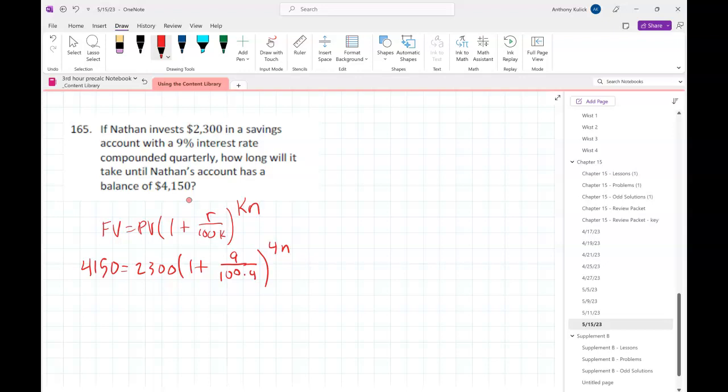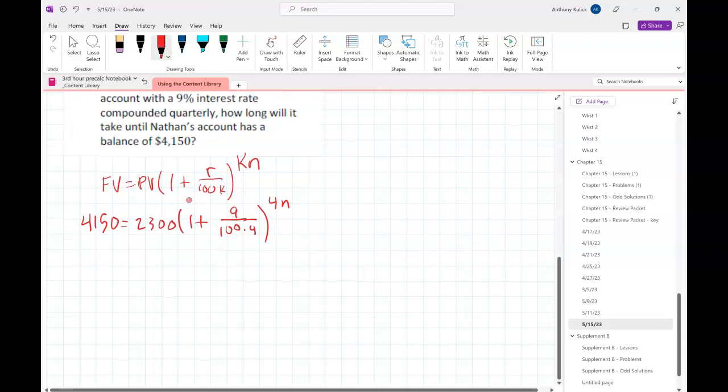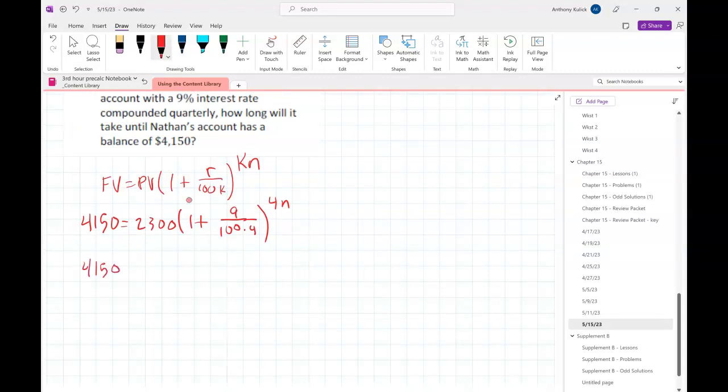So one way I could solve this would be to type both sides of the equation into my graphing calculator and find the intersection, right? Could do that, not wrong to do that. If I wanted to do this algebraically, though, let's do it that way. So I would divide both sides by 2,300.